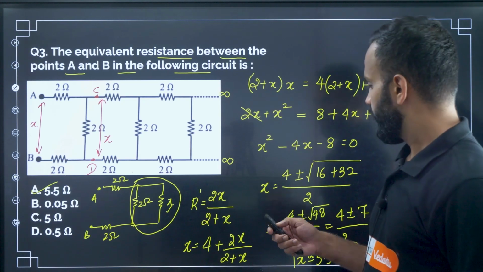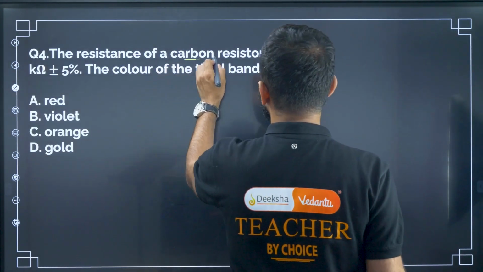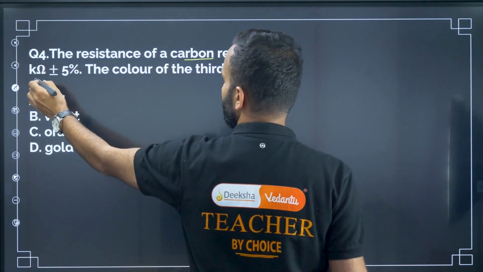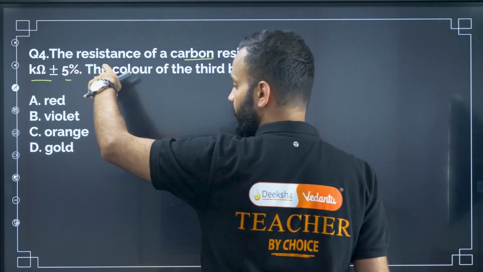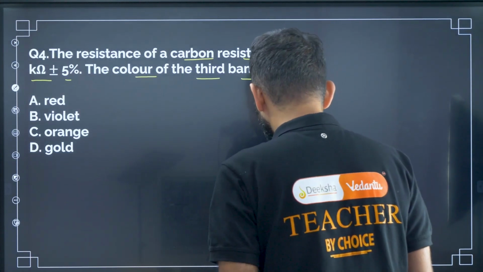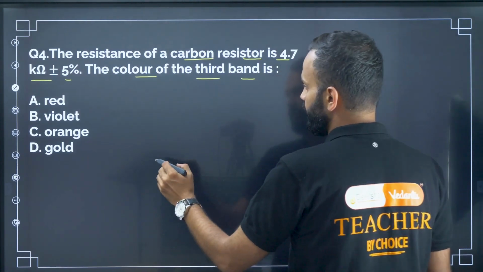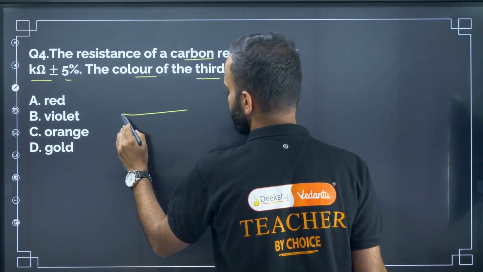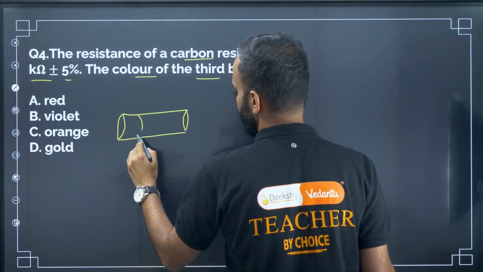Next question. Question number 4. The resistance of a carbon resistor is 4.7 kilo ohm, 5%. Here 5% is plus or minus 5%, that is tolerance. The color of the third band is. We need to find the color of the third band, right? So this is the carbon resistor, right? So there are 4 bands.